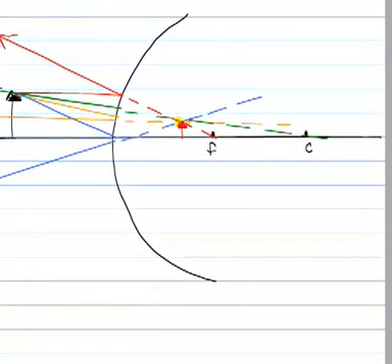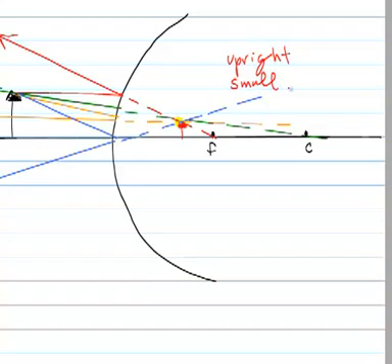The top of the image is where they are converging. So if we characterize this image, you have an image that is upright, because it is the same direction as the object, and the image is small because it is smaller than the object, and it is virtual because it is not made of the real light beams. It's made of the virtual light behind the mirror.